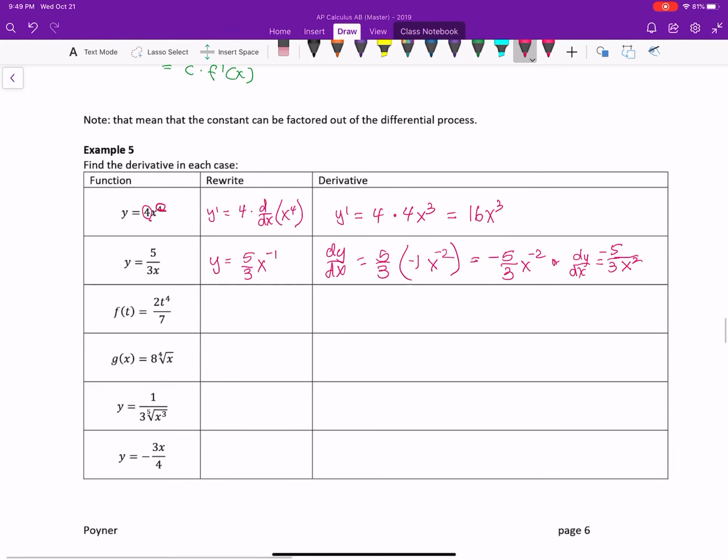All right, try the next ones. You're going to rewrite, for example, f of t. Just be careful, it's the letter t now we're talking. You're going to write it as 2/7 t to the 4th, and then use the power rule. Pause the video and try these, and then come back and check if you did them right. f prime of t here.